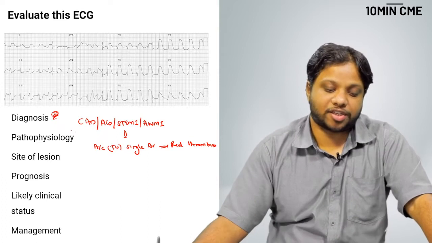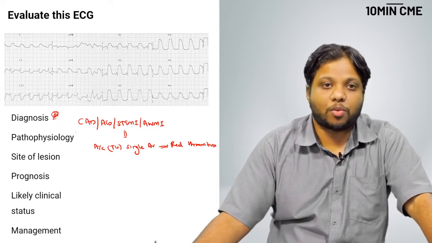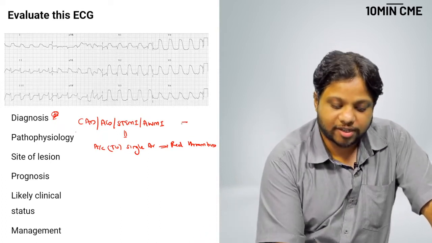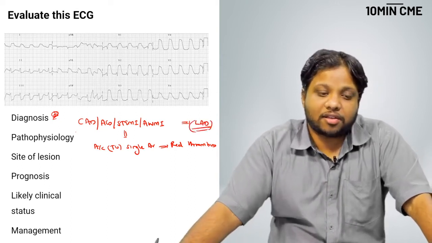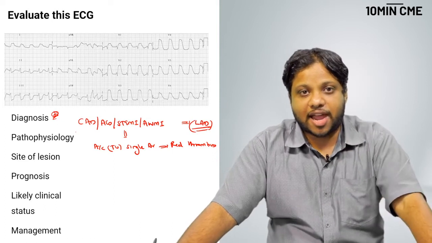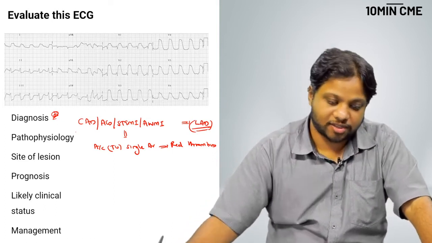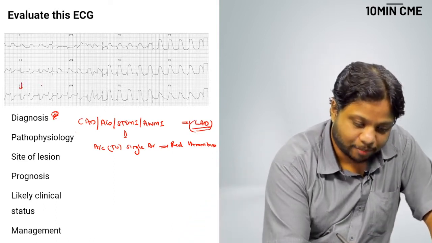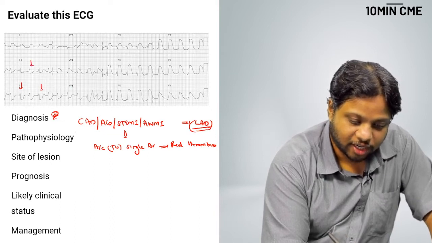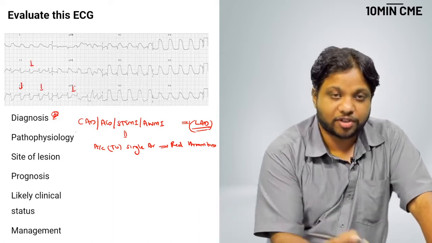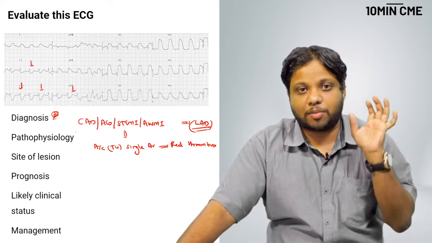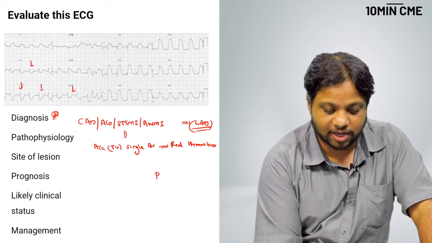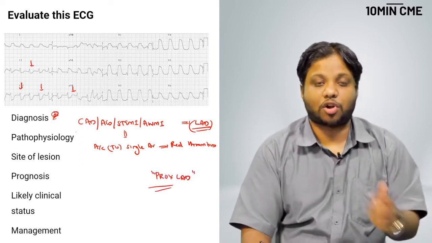Now we come to the site of lesion. Since it is an anterior wall MI, only one possible artery can get occluded. It is the left anterior descending, or the LAD. So where in the LAD? Whenever you get ST elevation in the anterior leads, you look at the inferior leads. If you see ST depression in the inferior leads, it might only be around 0.5 millimeter. It's obviously more here. When you see ST depression in the inferior leads, you localize it to the proximal LAD. So this is a proximal LAD occlusion. So the site of lesion is proximal LAD.